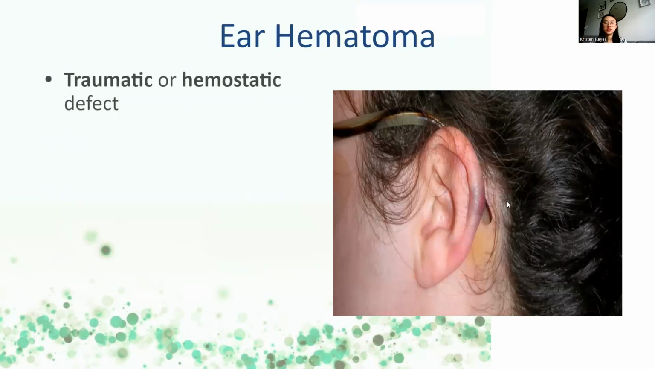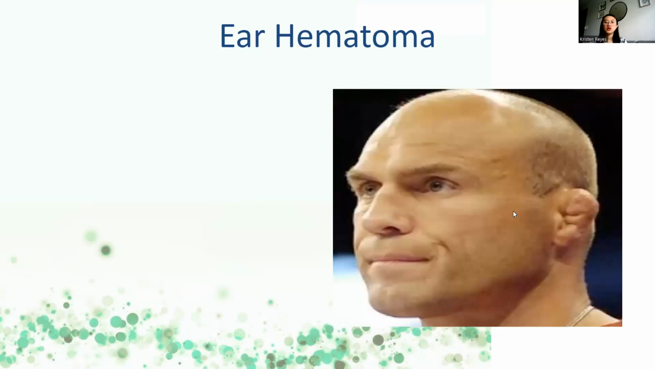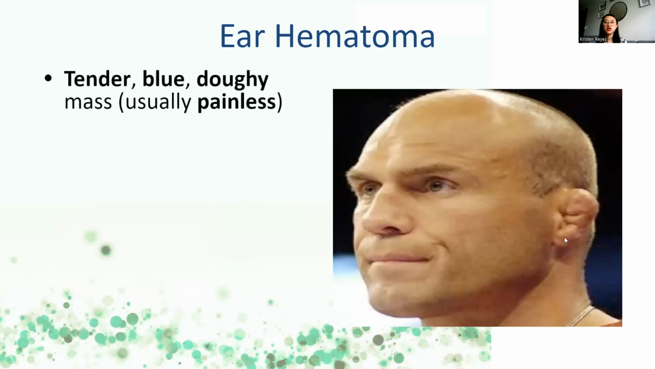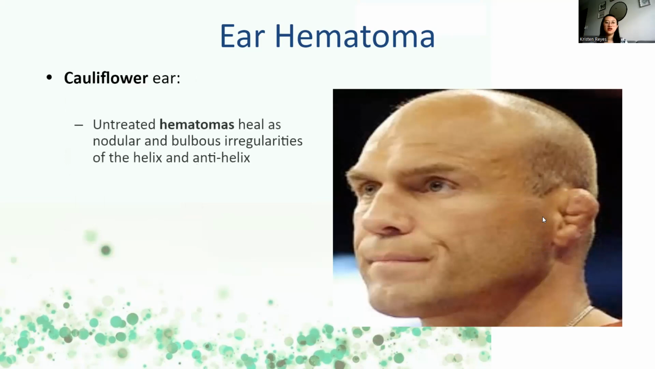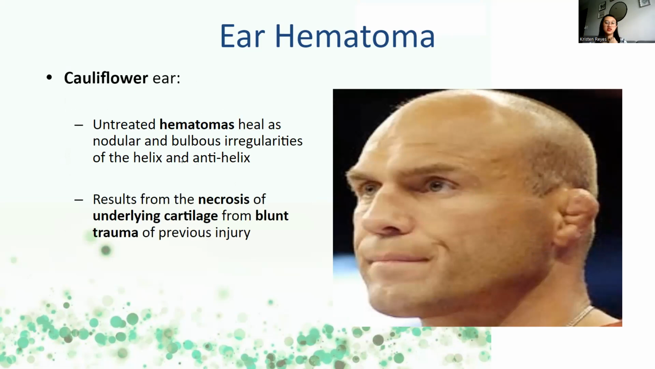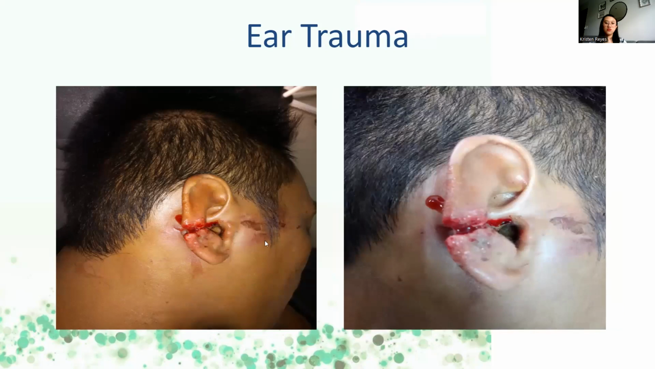This is ear hematoma. This is due to trauma. So what happened due to trauma? The blood extravasated and caused hematoma. This leads to blood accumulation between the ear cartilage and the perichondrium. If you do not treat ear hematoma, it can cause cauliflower ear. This is called cauliflower ear. Untreated hematomas heal as nodular and bulbous irregularities. But if the trauma is severe, the healing process is not perfect and it can result in the cauliflower. So these are examples of ear trauma, no?